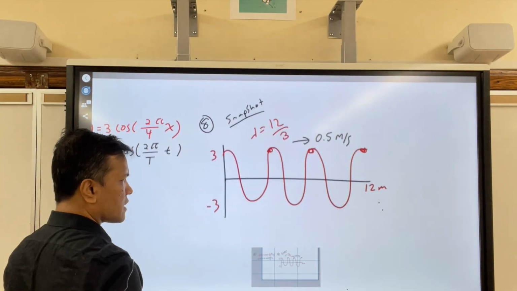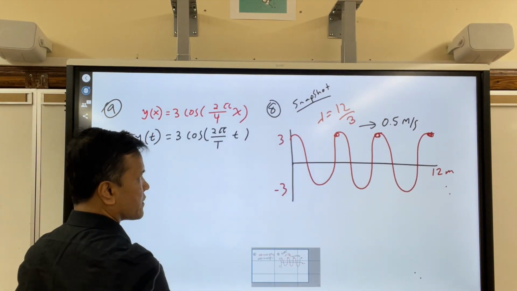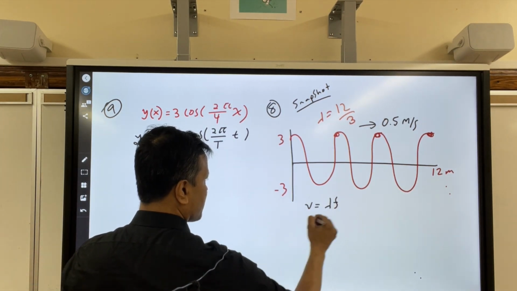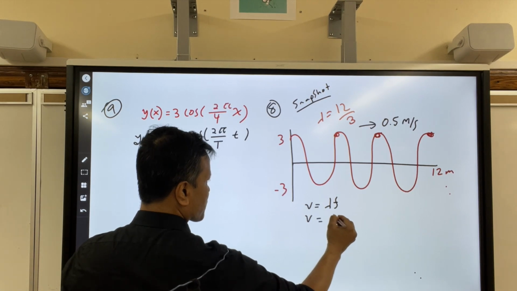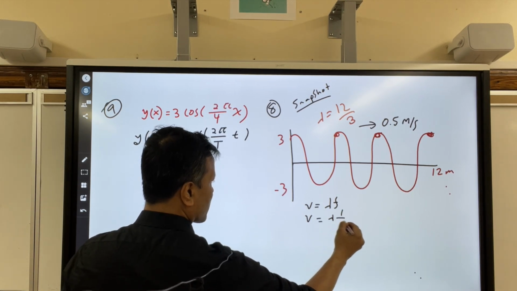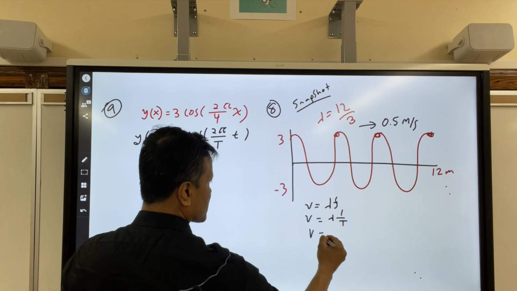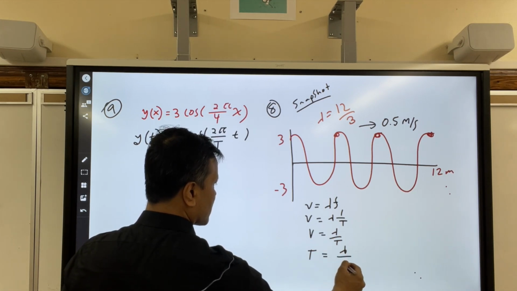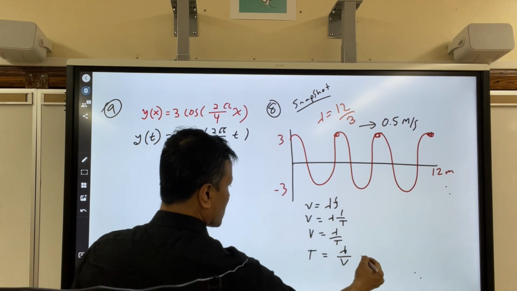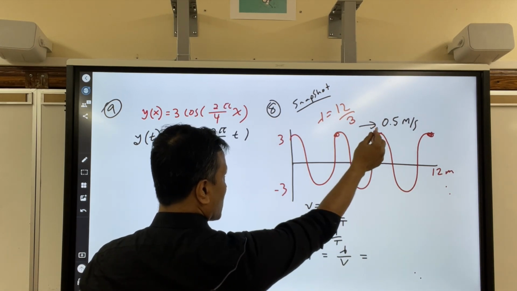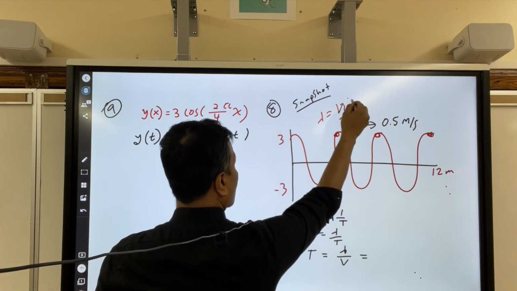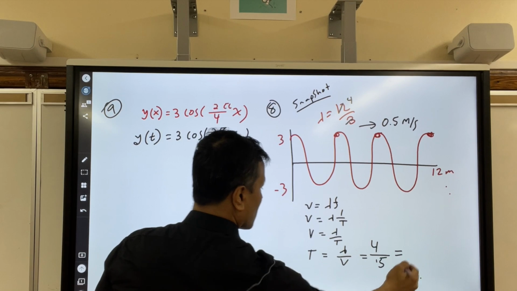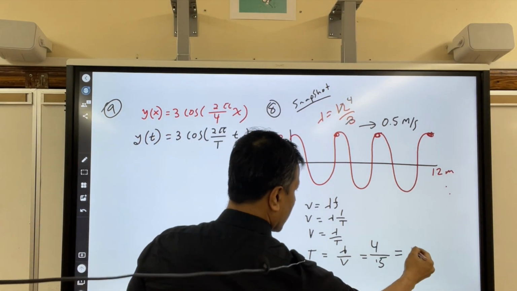Well, not so difficult. I can use the information I have. Velocity is wavelength times frequency. So velocity is lambda over 1 over T, so velocity is lambda over T. So T is lambda over velocity. Lambda is 4, velocity is 0.5, so the period is 8 seconds.